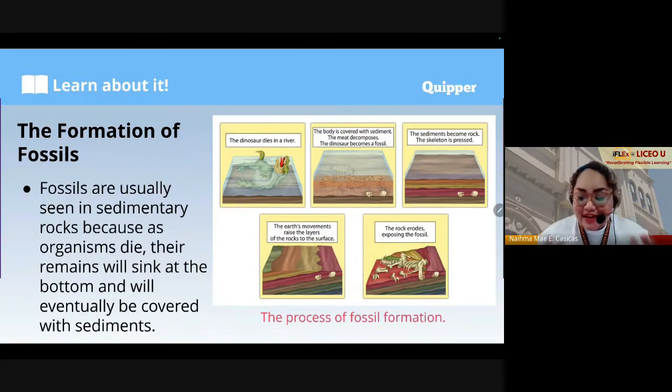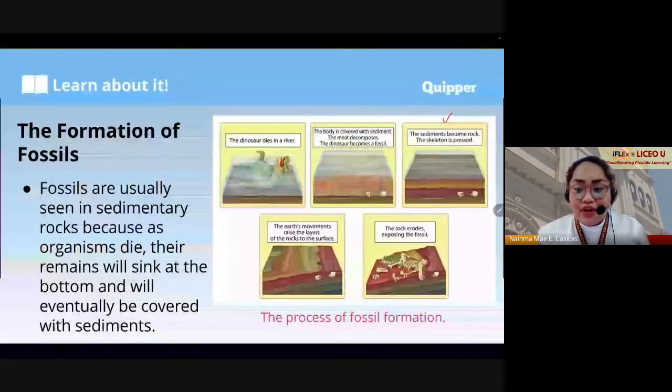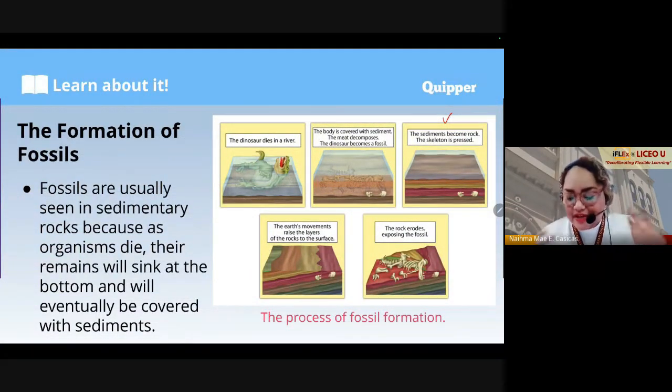So for example, the organism dies, and as time goes by, it gets covered with a lot of sediments on top of it. Because of the weight of the sediments, the dead body will sink, and then eventually it gets pressed at the bottom. So the sediments become rock, and then the skeleton will be pressed. Right after that, the earth's movements raise the layers of the rocks to the surface. Before that, with mineral activity, rocks will be imprinting based on the remains, may it be skeletons or whatever it is. And then right after that, the rock erodes, exposing the fossil. Now, this depends. Sometimes this could be done by human activity.